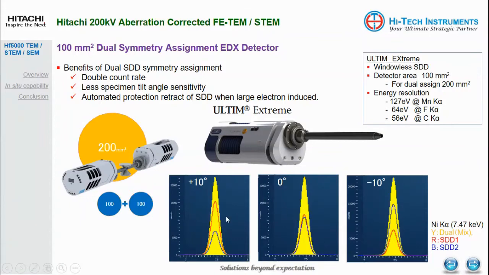It means that no matter how you tilt your sample, your count is always at the maximum. So this one is positive tilt 10 degrees, this one negative tilt, and there is automated protection retraction of the EDX detector when large electron dose is induced.